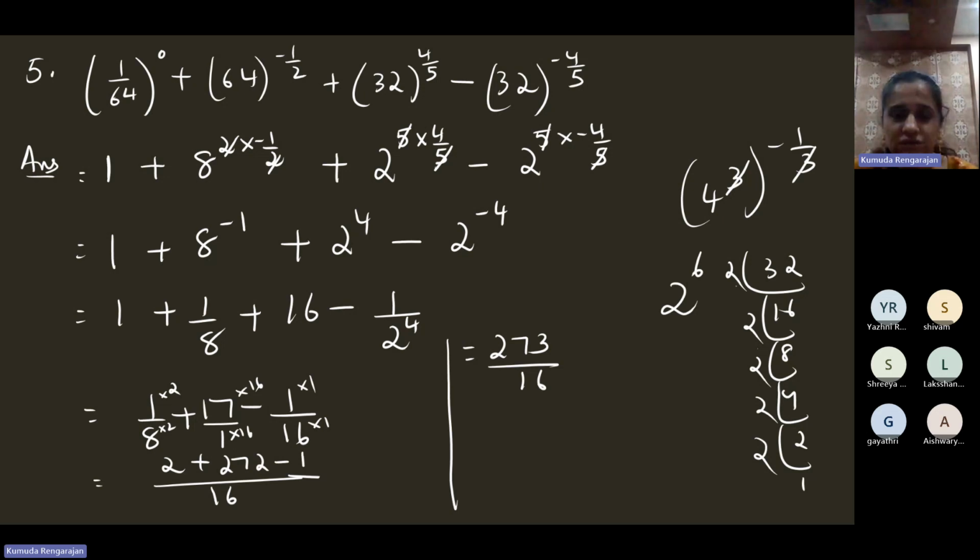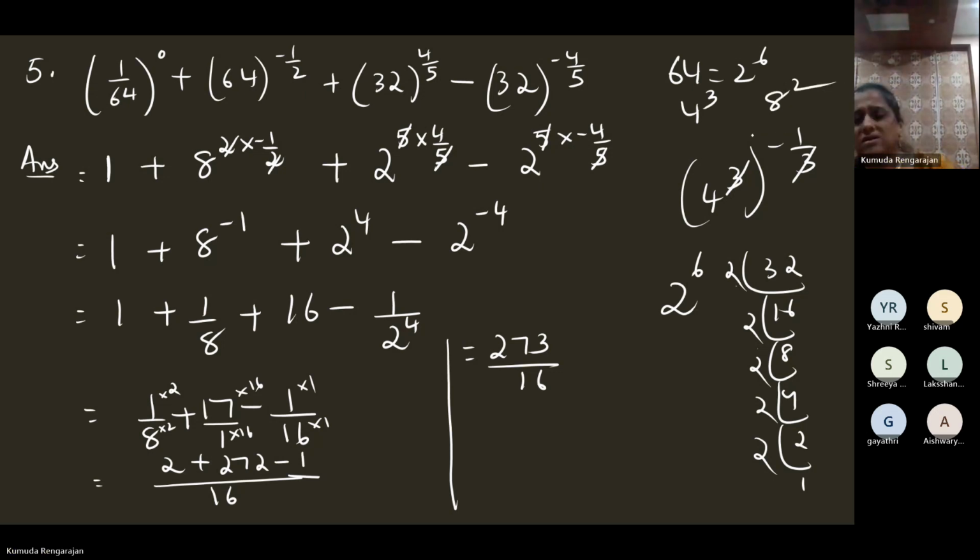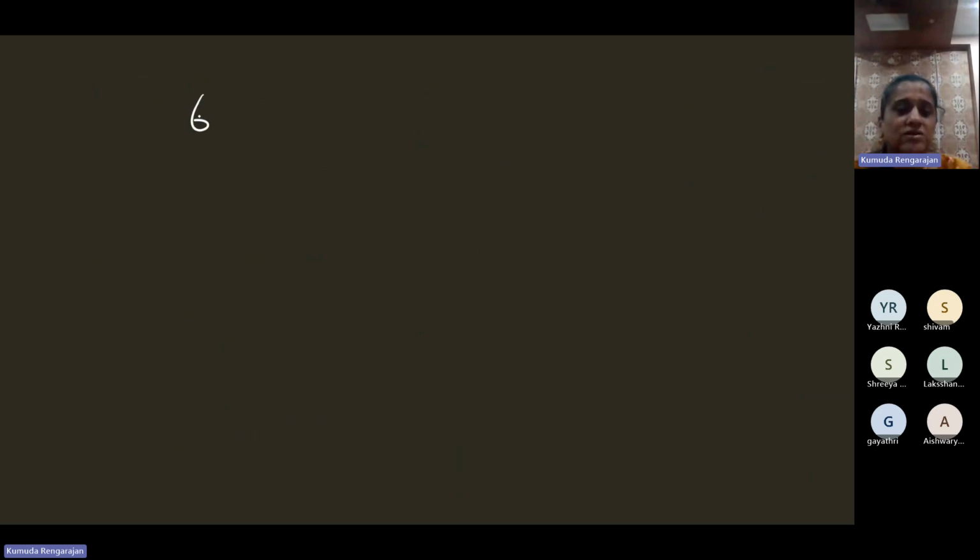Now a number like 64 can be written as 2 to the power 6. It can be written as 4 to the power 3. All right, it can be written as 8 squared. See, you can write it any way, you will get it. Let me just show you that. See here, 64 to the power minus 1 by 2, children. Not that you should write it only as 8 squared. Now, supposing you write it as 4 cubed, so 4 cubed to the power minus 1 by 2.